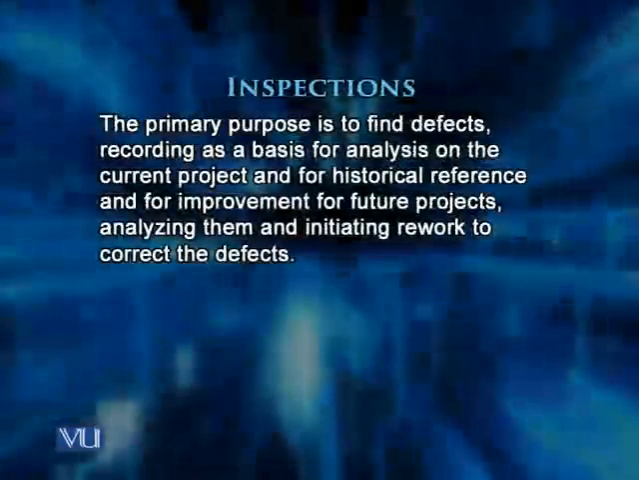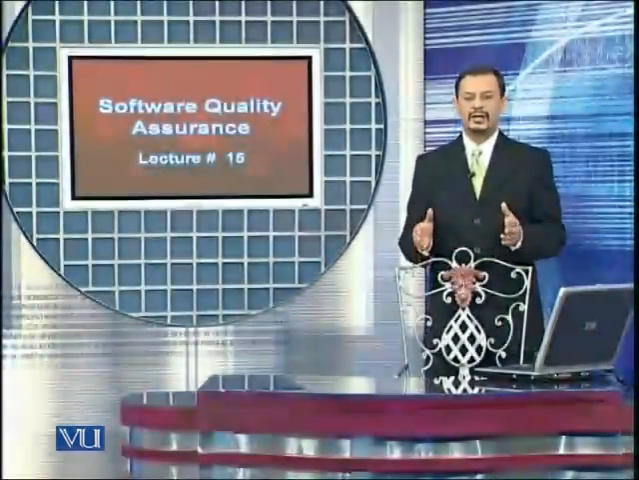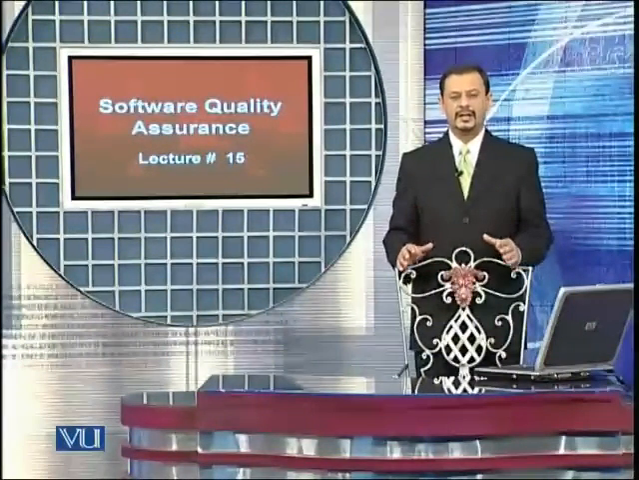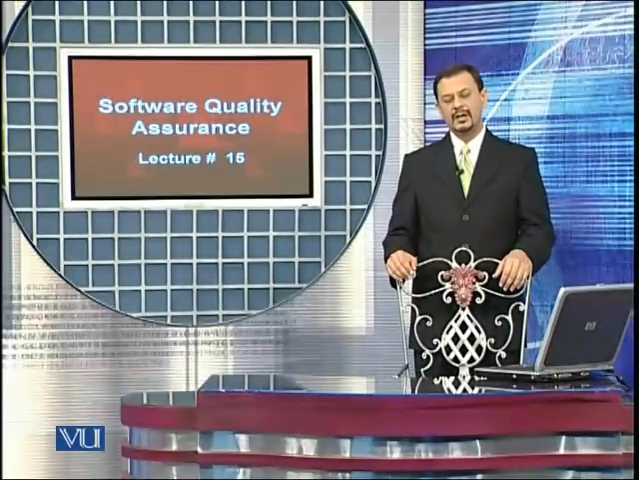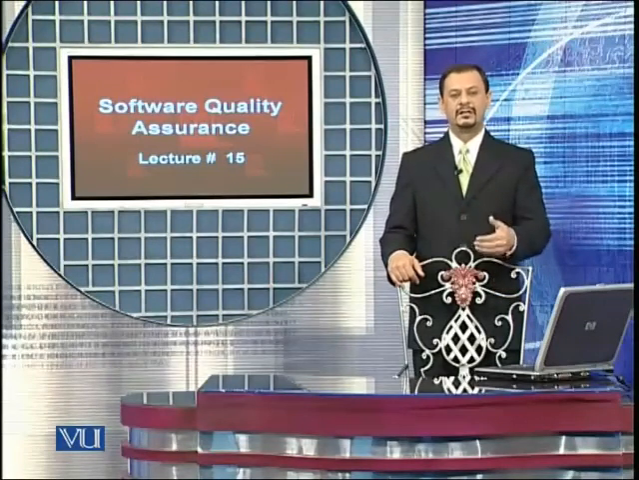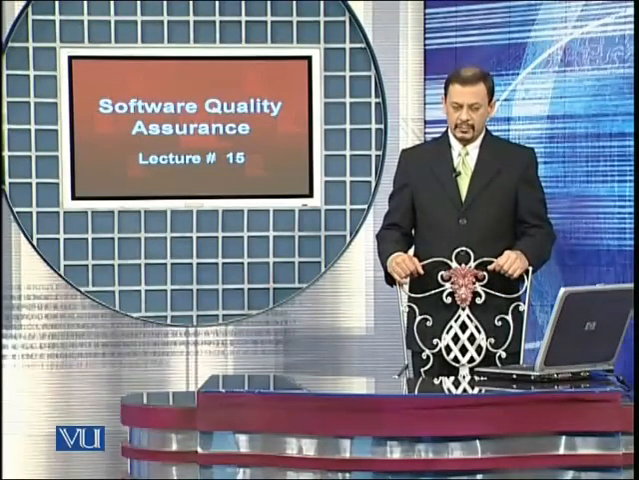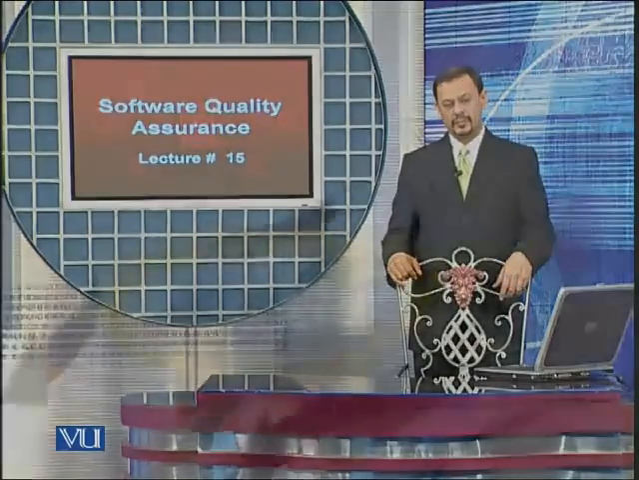The primary purpose is to find defects. We record defects as a basis for analysis on the current project and for historical reference for the future projects. So first of all we try to find defects. That is typically the only purpose of having software inspections. We record those defects so that we can learn from them throughout the current project as well as in the future projects.